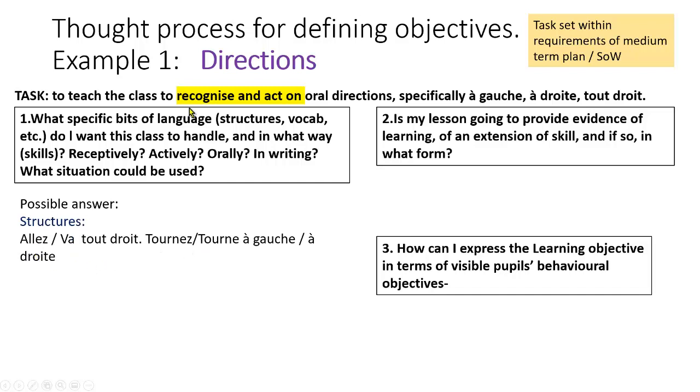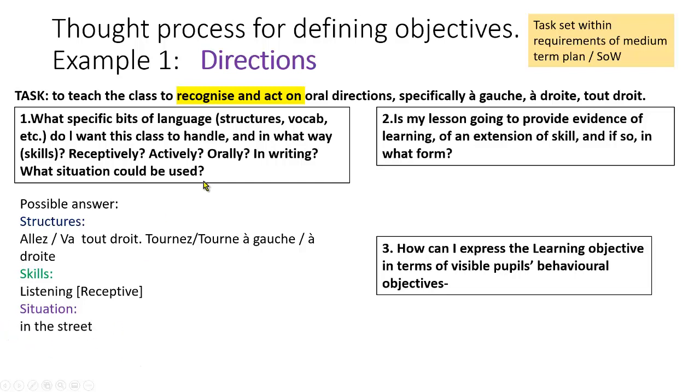Well, for structures, probably because it's recognising they've got to understand go, perhaps in either the formal way, aller, or the informal way, va, and then obviously these particular phrases. So it's quite straightforward, but it's not enough just to know those, you've got to know go, straight on, turn, whatever. The skills, it's to recognise and act on. So in fact, the only skill you need for this particular task is the listening. It's the receptive one. And I think that's important when you're planning to build that in. There's a first step, that you can understand people telling you what to do.